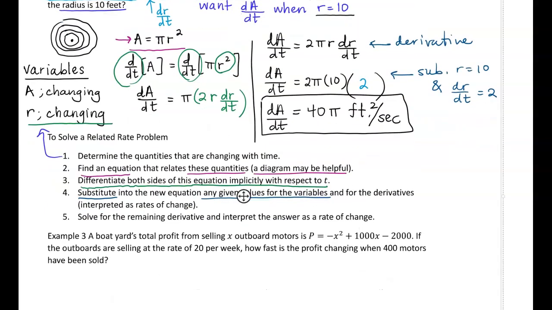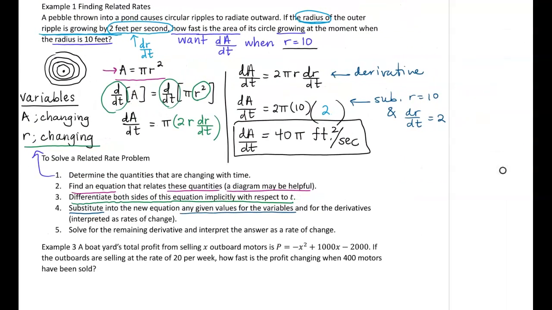And then we were able to finish number 5, solving for any remaining derivatives and interpret our answer as a rate of change. So we did make sure to include units here. So what this answer is telling us is that the area of these circles is changing at a rate of 40 pi feet squared per second when the radius is 10. So whichever one of these circles has a radius of 10, at that moment, the area is changing at that rate.